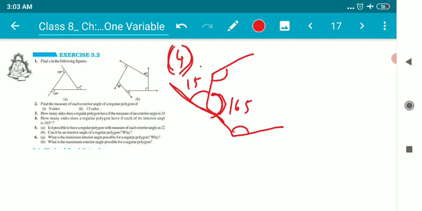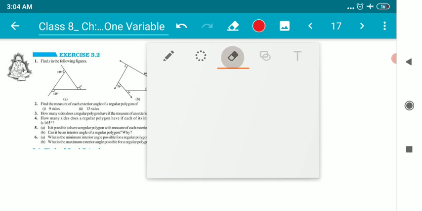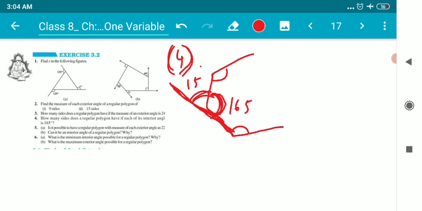Children, if we extend one side, it is going to be a straight line. And we know that on a straight line, the sum of adjacent angles is 180 degree. So if one angle is 165, the measure of the other angle is going to be 15 degree, of course, because 180 minus 165 is 15 degree. All right. Now, children, I got the measure of each exterior.